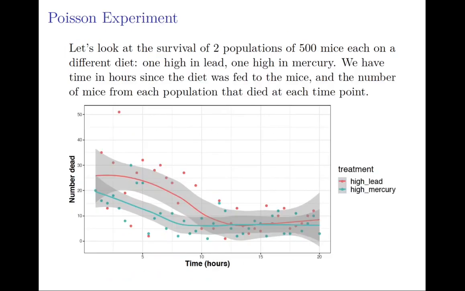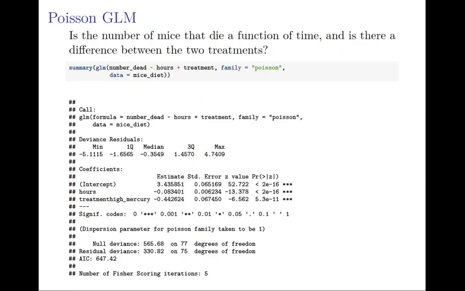So this data actually do take the shape of Poisson. I tried running it with just a linear model and it didn't fit quite as well. So when you run it with a Poisson, you can see that the diets are quite different. The pink and blue lines are different, and that time is a good predictor of the number that die based on a Poisson distribution.